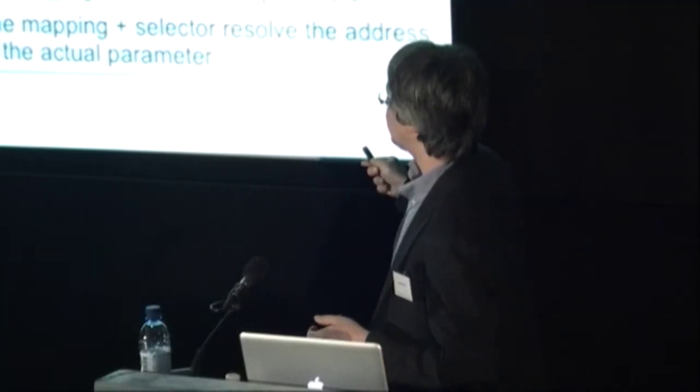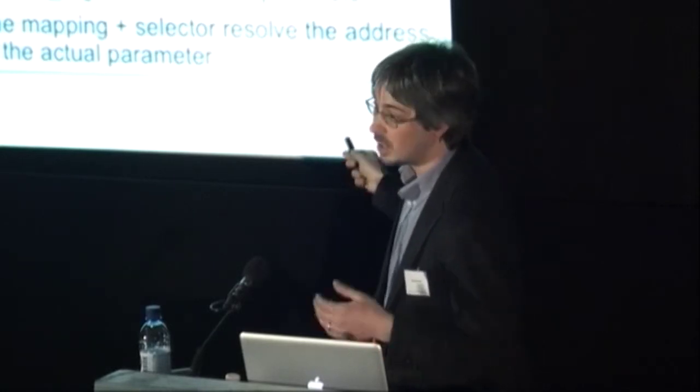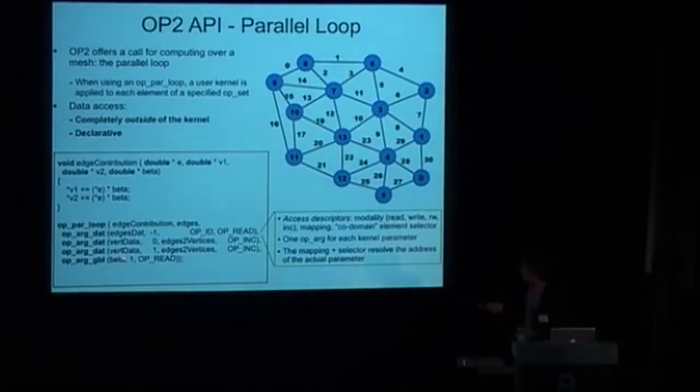So when we apply the edge contribution function to edge 20, we will read the data associated to edge 20. The other two are instead using a mapping, which I call edges to vertices, very simply. And we are going to increment the two vertices. So this kernel is going to be applied to every edge, and for every edge, it's going to read the data associated to itself and increment the data associated to the two vertices in this case. This is done by these two lines. This 0 and 1 here capture the first and the second vertex of each edge.